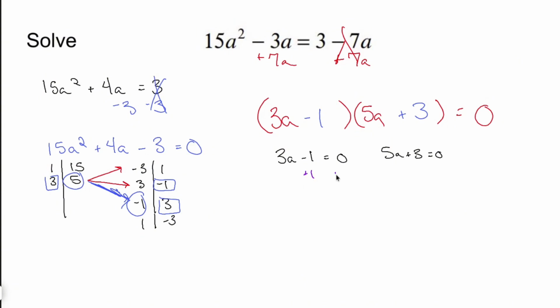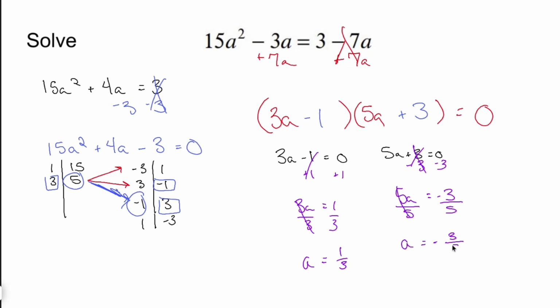Okay, add 1, 3a equals 1, divide by 3, a equals 1/3. So that's option number 1. Minus 3, cross out, 5a equals negative 3, divide by 5, a equals negative 3 over 5. So my two possible answers are a equals 1/3 and negative 3/5. And there you have it.